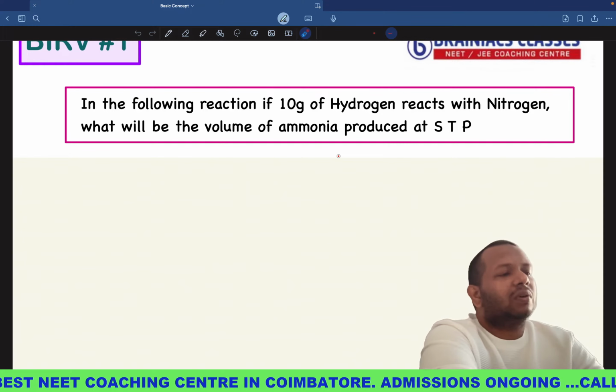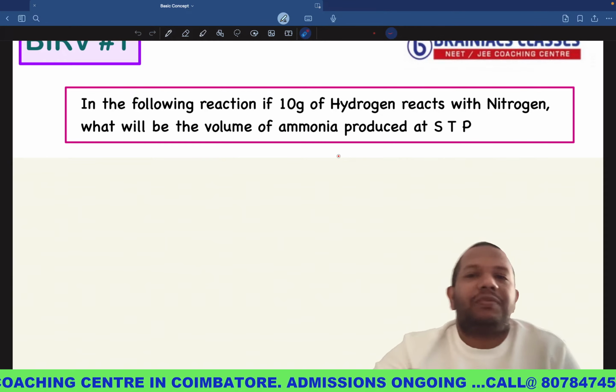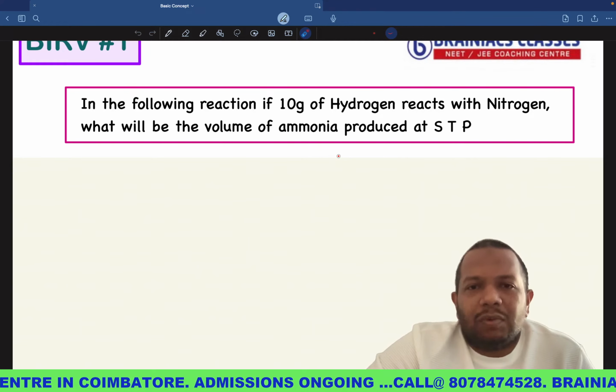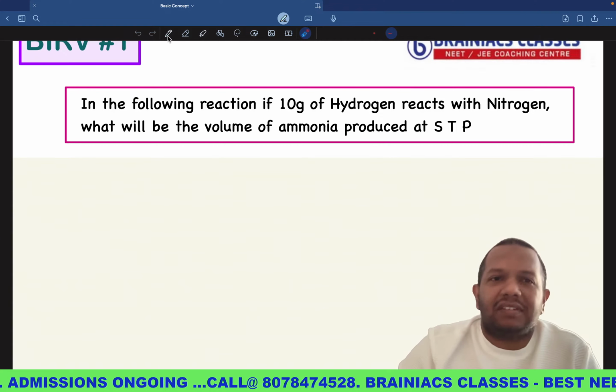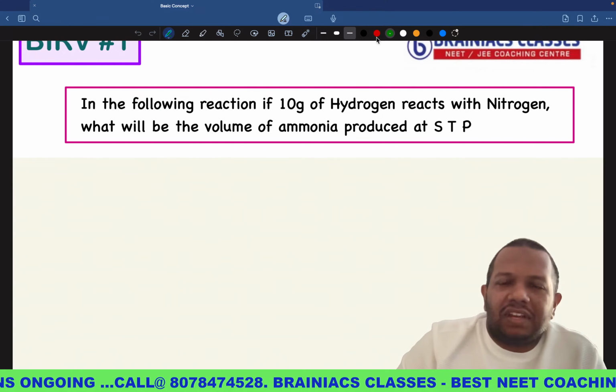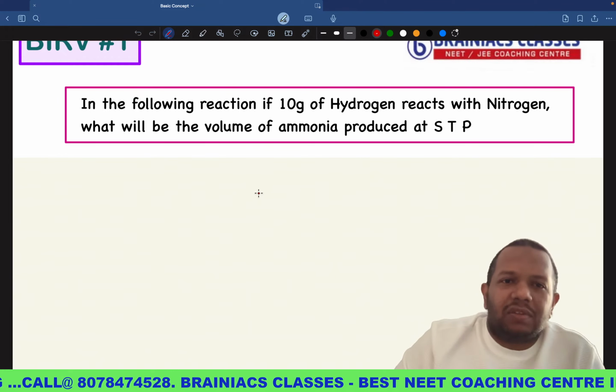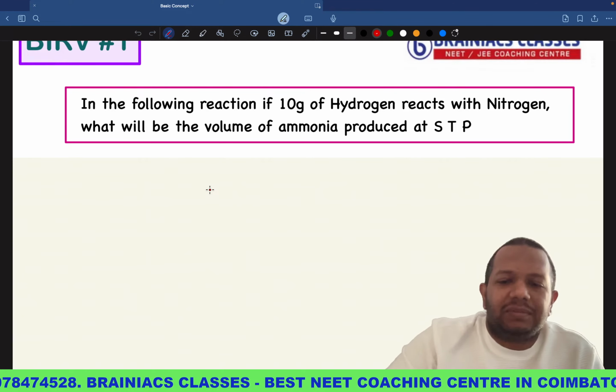You might know this is one of the famous equations. What is that? Haber's process, right? It is regarding the synthesis of ammonia. So we know what that equation is. Let us write the equation, then we will proceed.